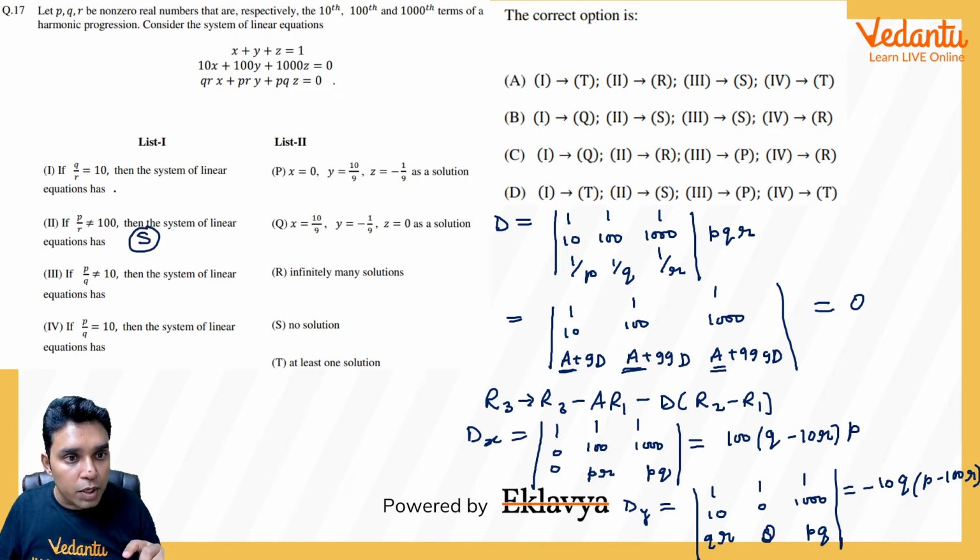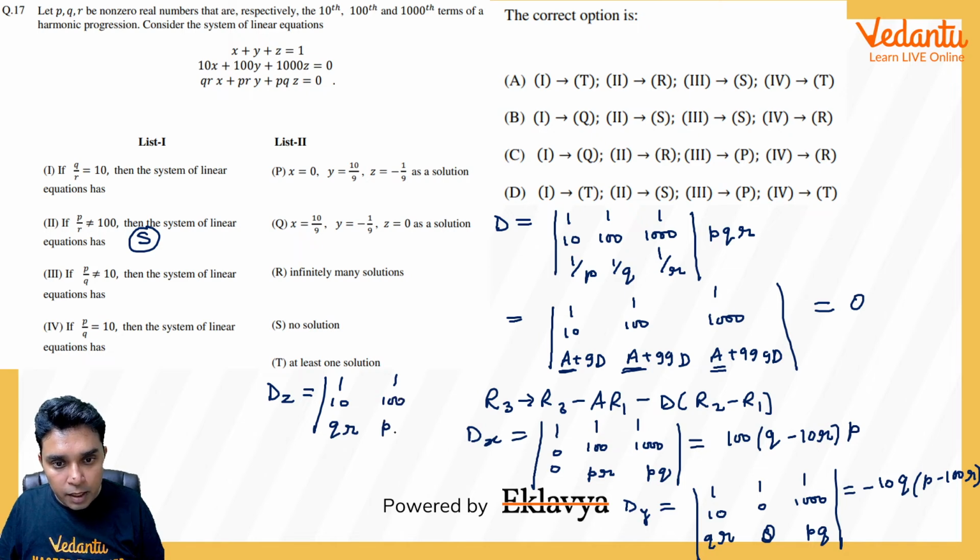Similarly, if Q is not equal to 10R, they have not given, I think that will come out in dz, it can be checked. Dz will be 1, 10 and QR here, then 100 PR here, and then 100 here. If you expand it, you will get 10 and R common, and we will be getting P minus 10Q. So once again you can check if P is not equal to 10Q, this will also have no solution.